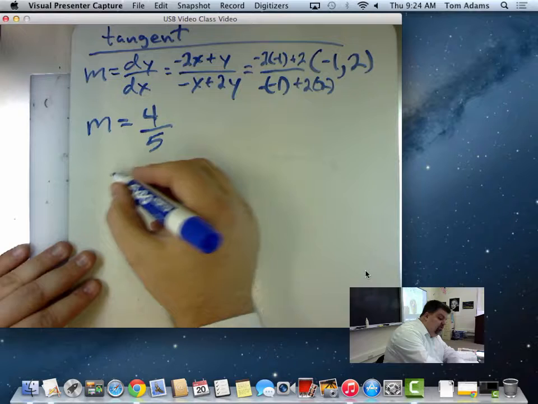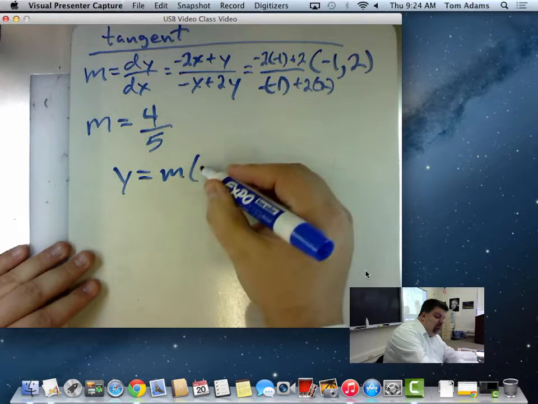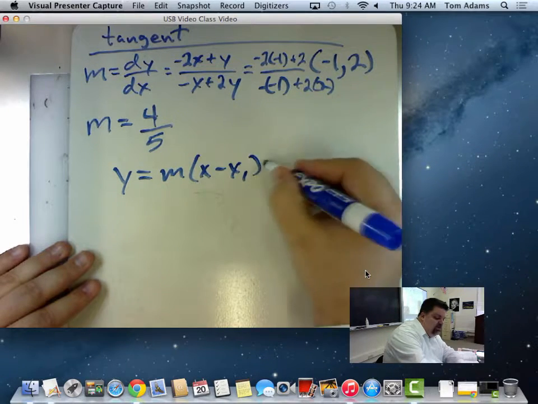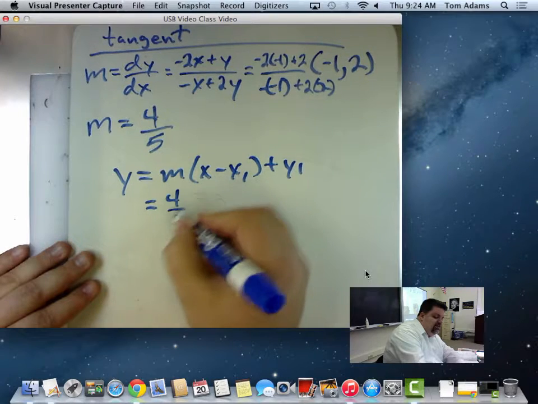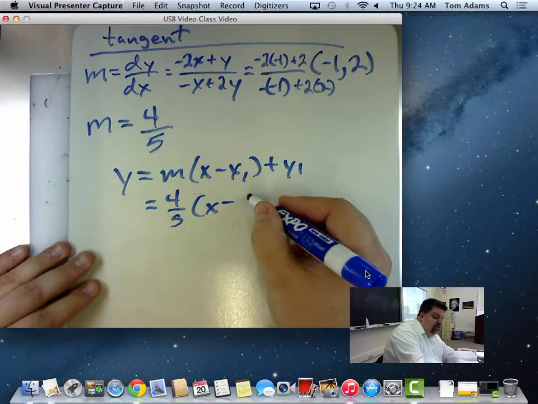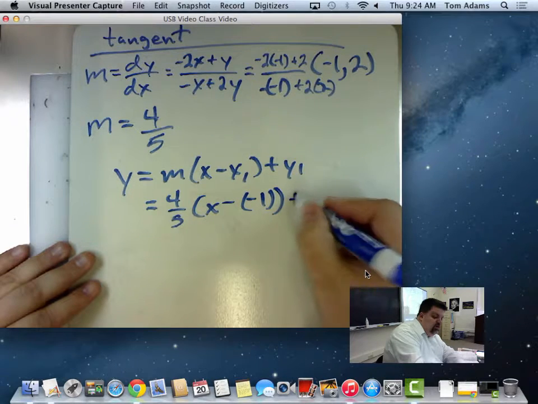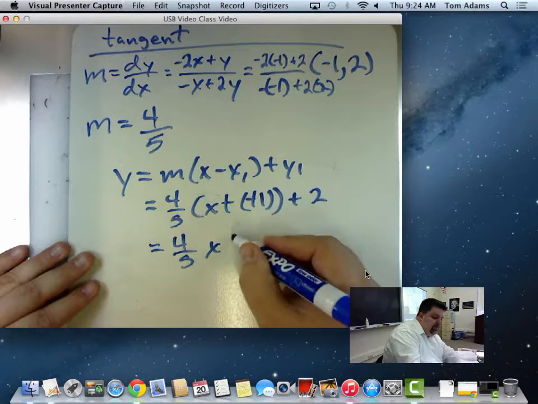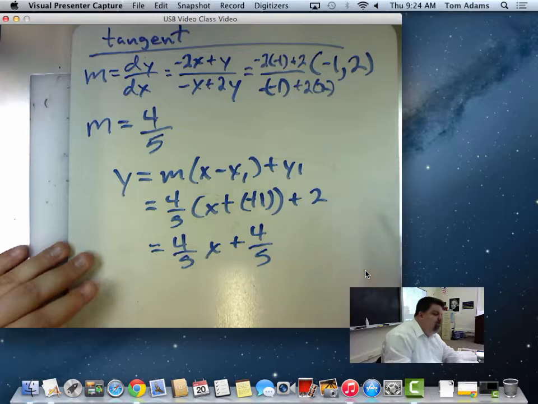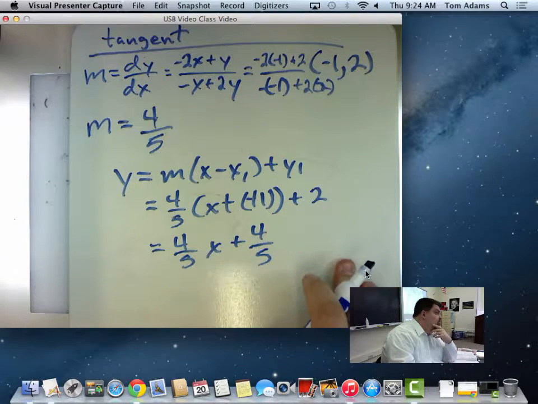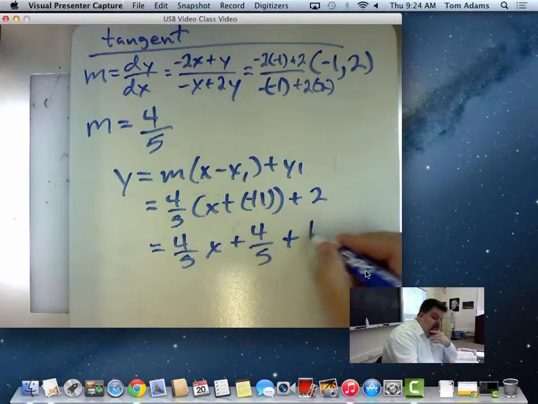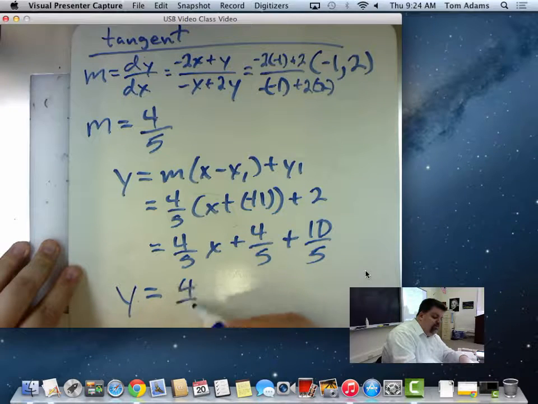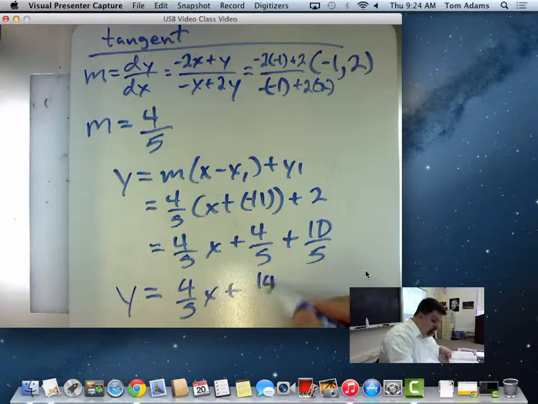This is the point. Now I'm ready to write the tangent. Well, that's going to be y equals m times the quantity x minus x1 plus y1, or 4/5 times x minus -1 plus 2, or 4/5 x plus 4/5. Now, how can I make 2 over 1 be something over 5? 10 over 5. So 4/5 plus 10/5 is 14 over 5. So my tangent line is going to be 4/5 x plus 14 over 5.